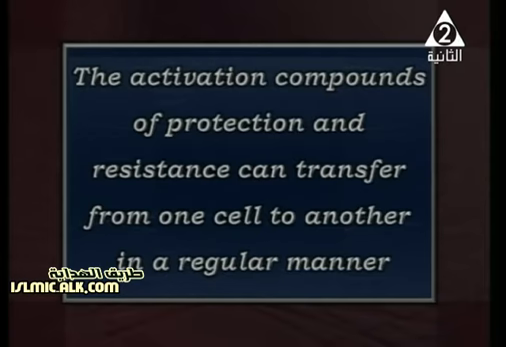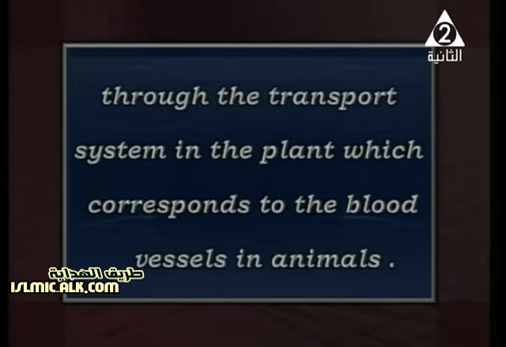Also, the activation compounds of protection and resistance can transfer from one cell to another in a regular manner. So if you activate one plant to defend or to fight a disease, the adjacent cells inside the plant can also defend themselves through the transport system in the plant, like xylem and phloem, which corresponds to the blood vessels in humans or animals.